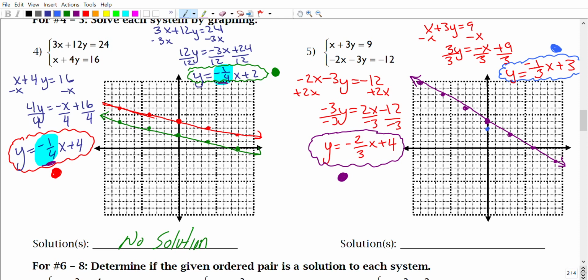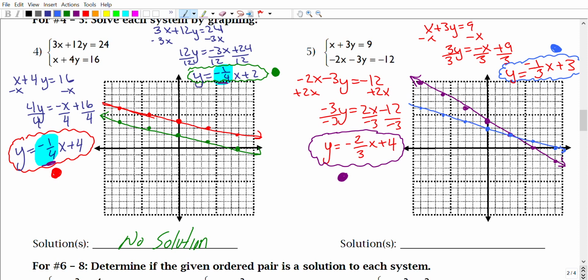I'm going to start at 0, 3. I'm going to go down 1 to the right 3, down 1 to the right 3, down 1 to the right 3, or up 1, left 3, and so on and so forth. Draw my line.